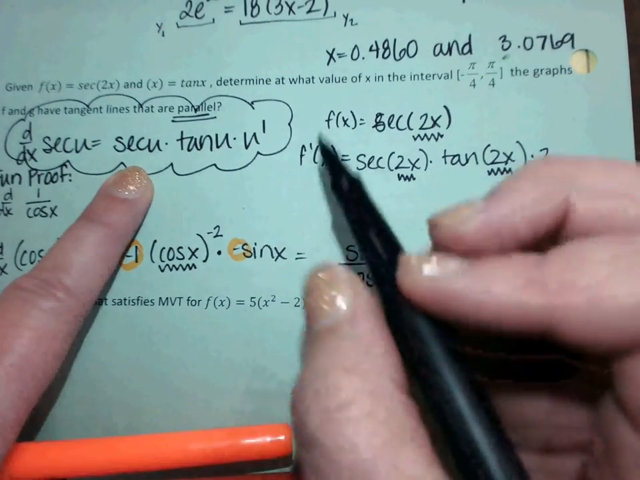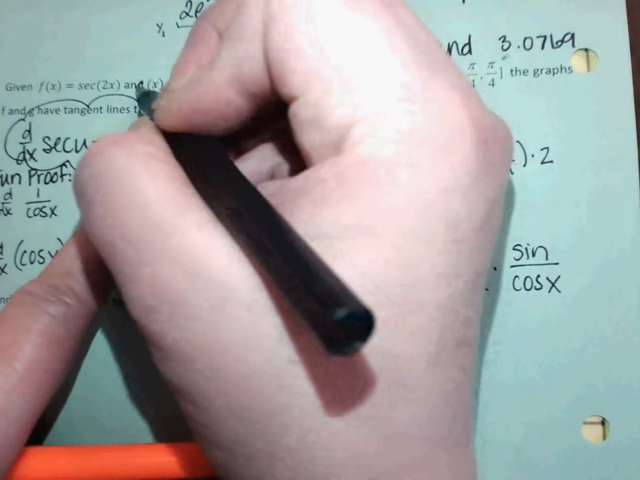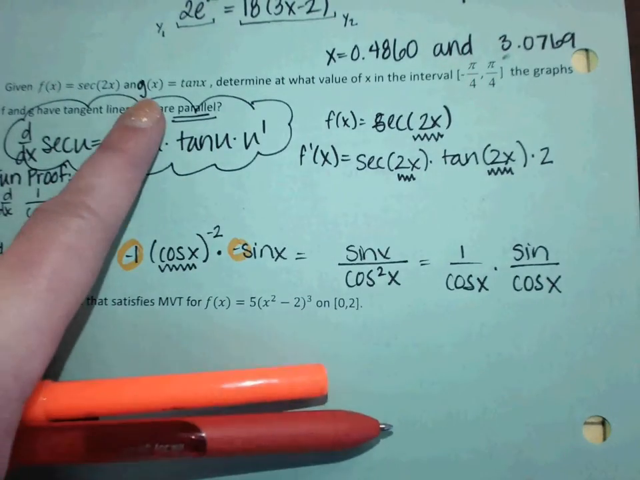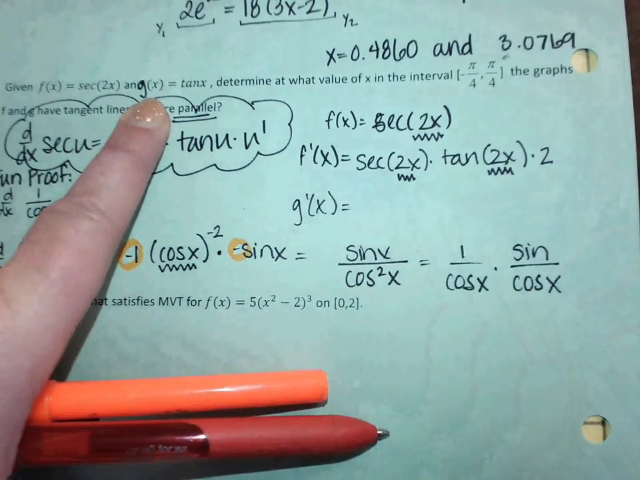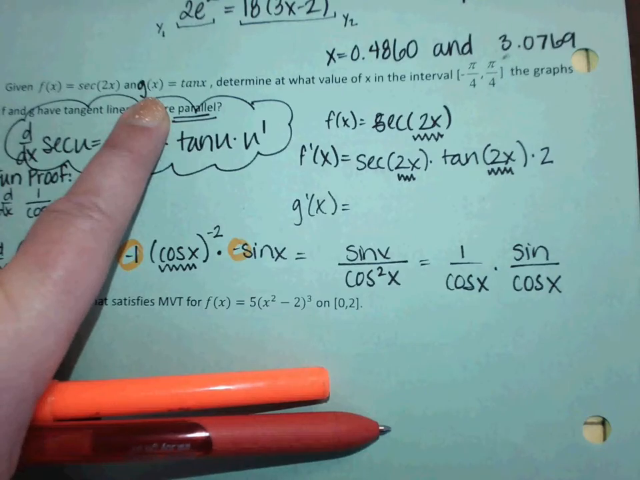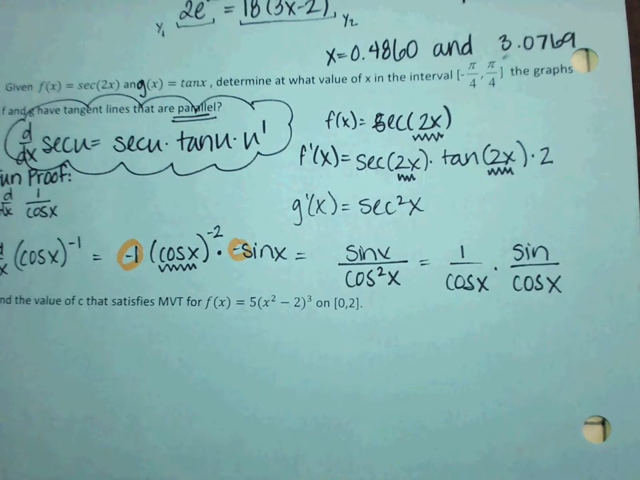My other equation, g of x, was tan x. Right here, put a g in front. If g of x is tan x, what's g prime? Secant squared x. Very good. Now, did this one require chain rule? No, because the core is x, so the derivative of that is just 1. That's why you don't have to put it.